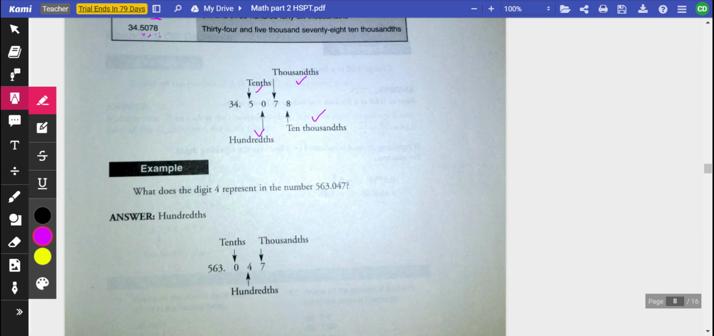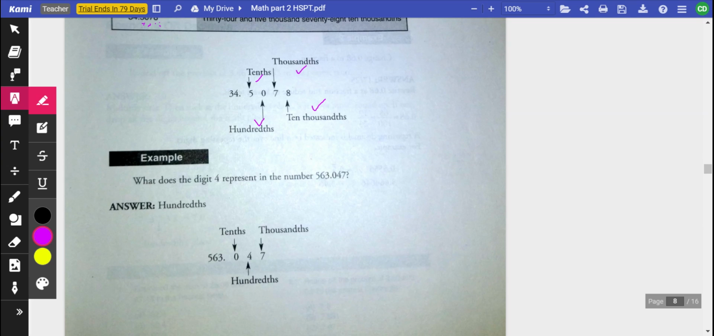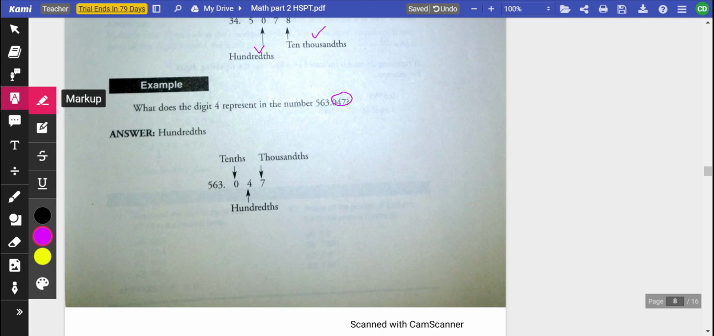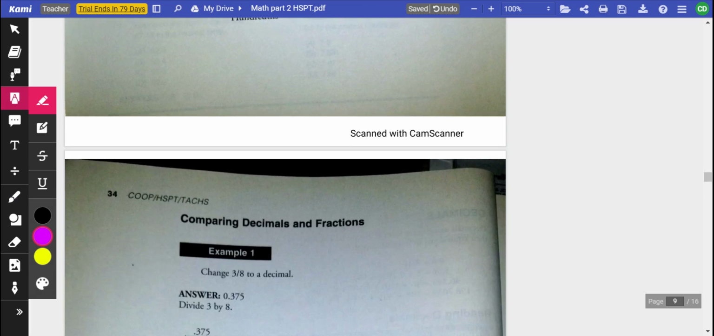563.047 or 47 thousandths. So then what is the 4? Think of money. That 4, is it in the tenths place or is it in the hundredths place? It is in the hundredths place because it's 4 pennies. So we know that this is hundredths. Always think of money when it comes to decimals. So then they gave us the answer there. They pointed at it with arrows. We know where it's at.